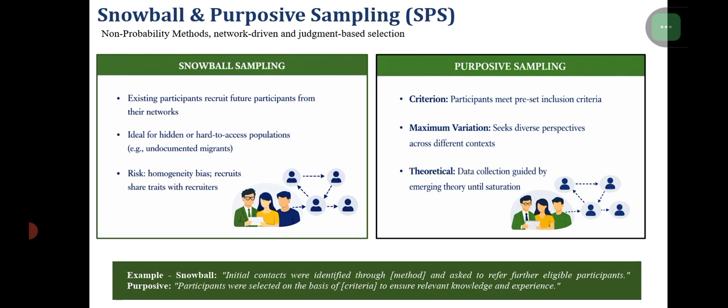All right, the last two are snowball sampling and purposive sampling, not judgmental sampling. Let's talk about snowball sampling. I find this very interesting. I love talking about this. In snowball sampling, you're dealing with a hidden population.